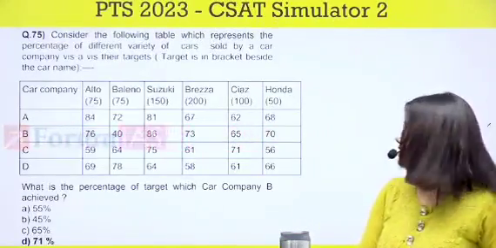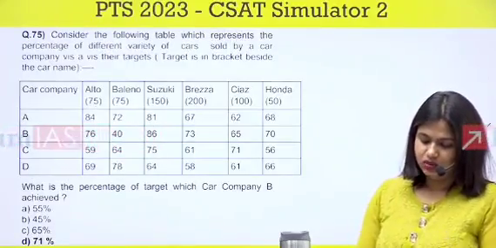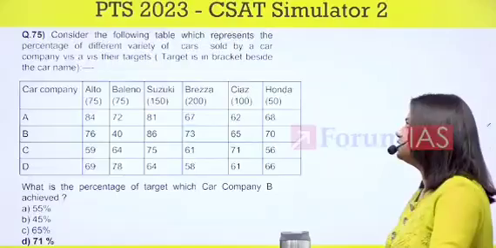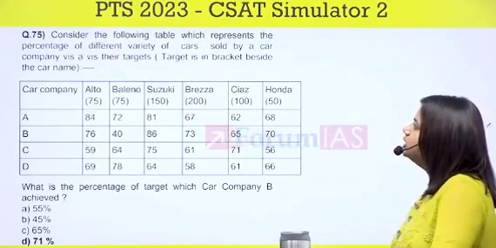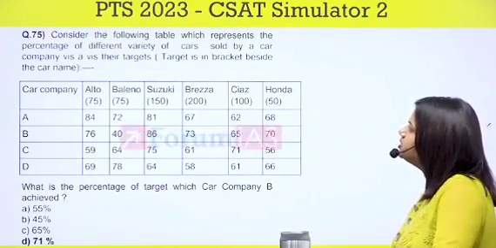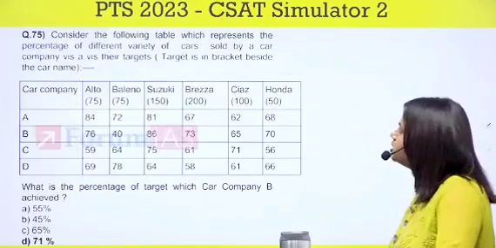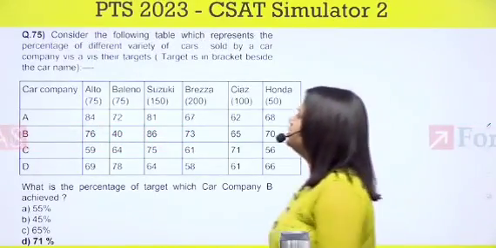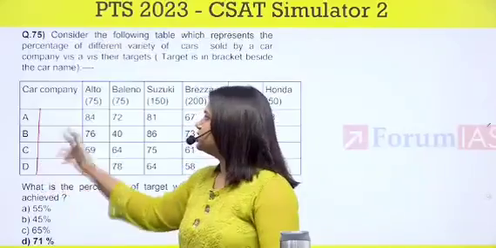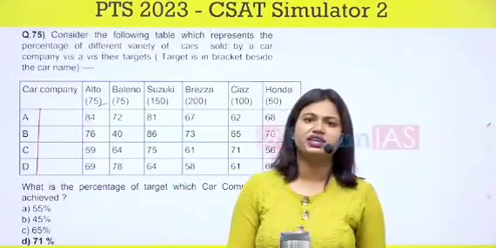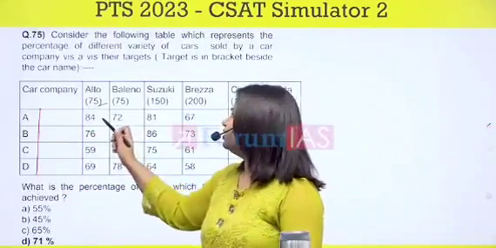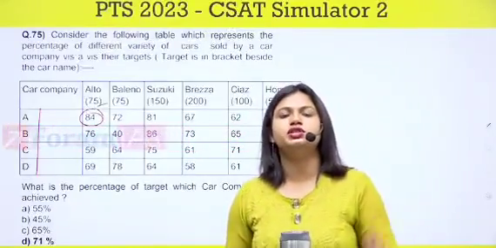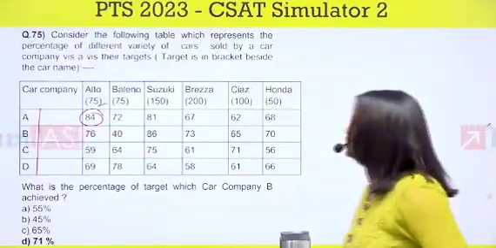Now, question 75. Here, when you see this sort of table, please be aware that some sort of calculation will be required. What are they saying? Consider the following table which represents the percentage of different variety of cars sold by a company vis-a-vis its target. So every company had a target that they had to sell 75 Altos. But out of that 75, they only achieved 84% of their target. So 84% of 75 is what they achieved.